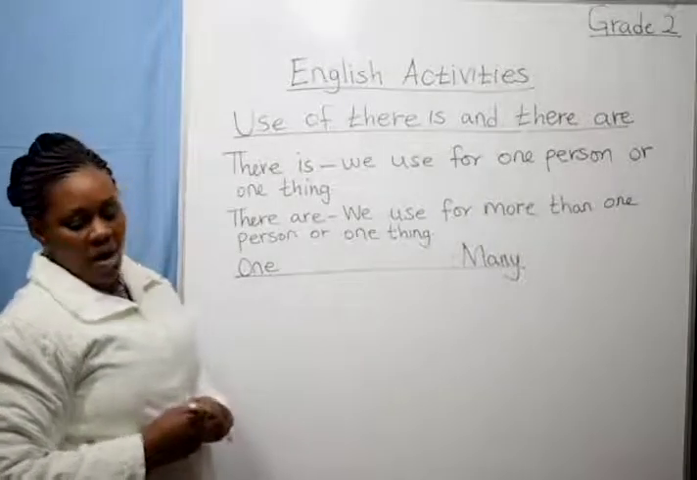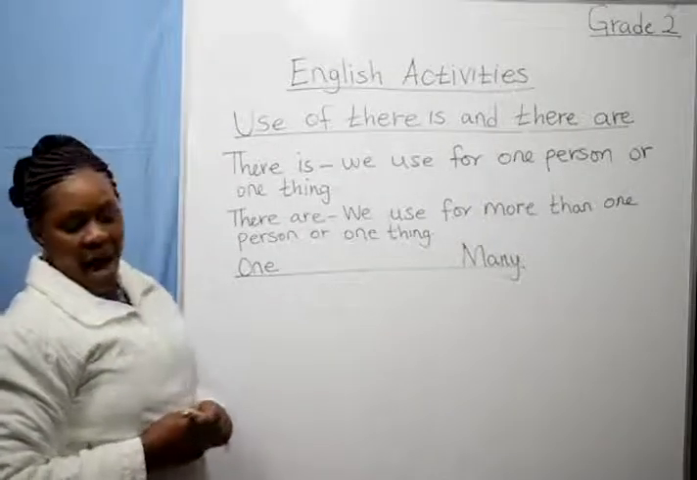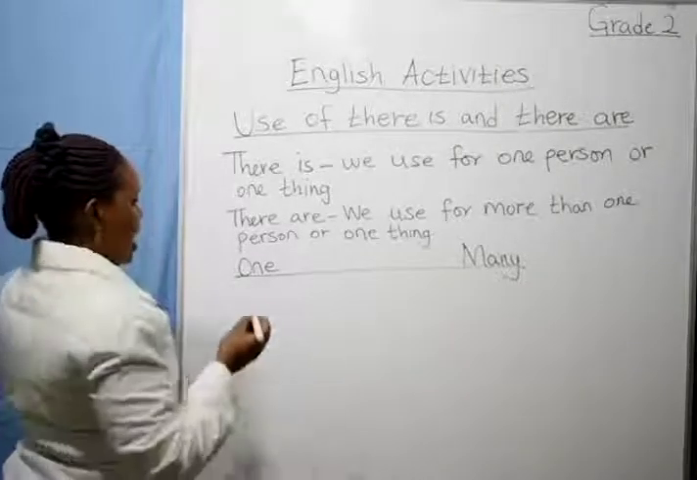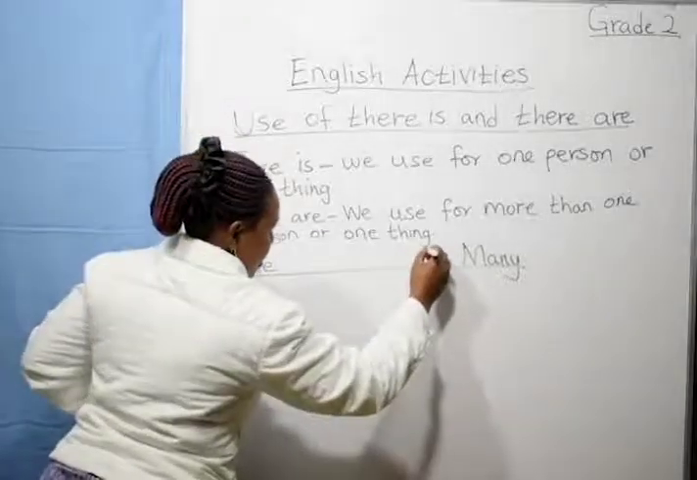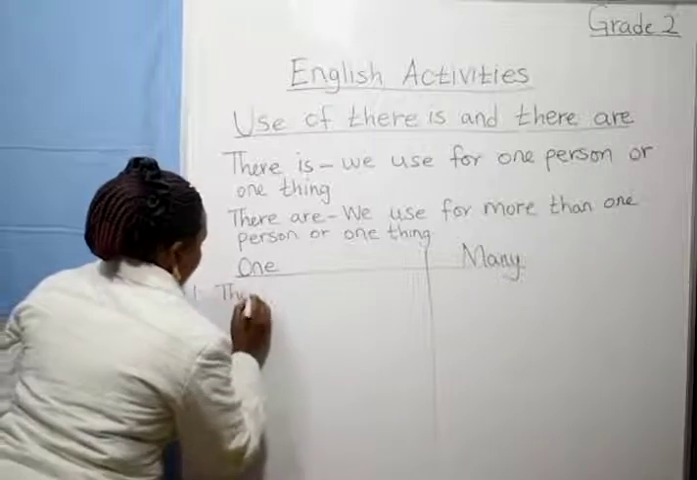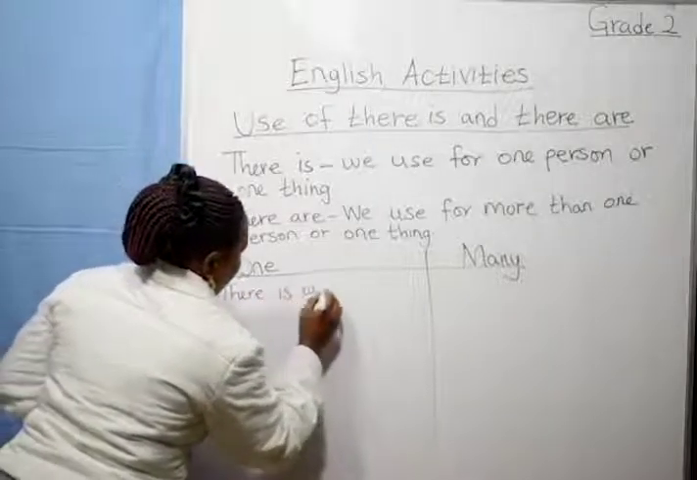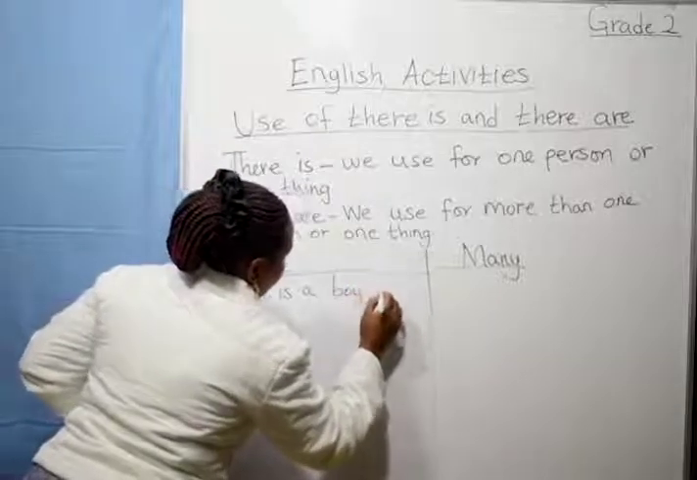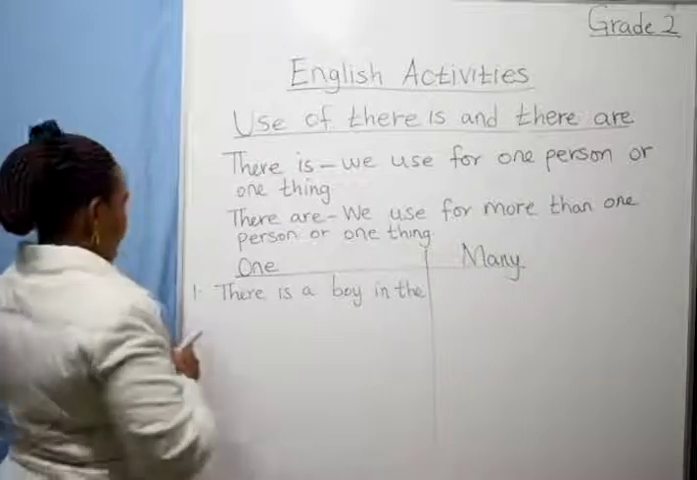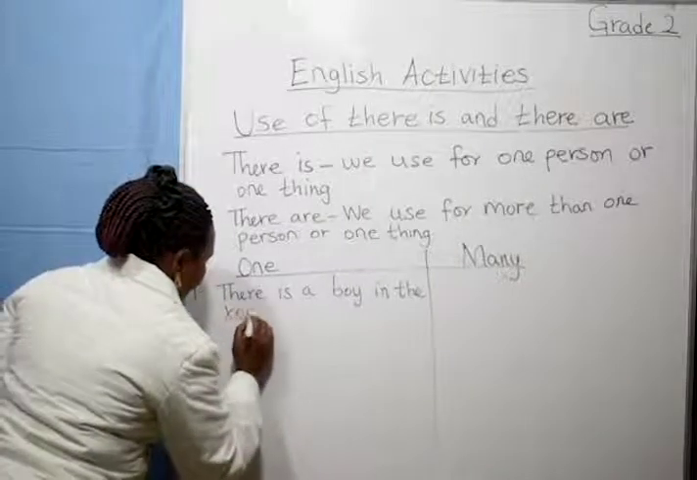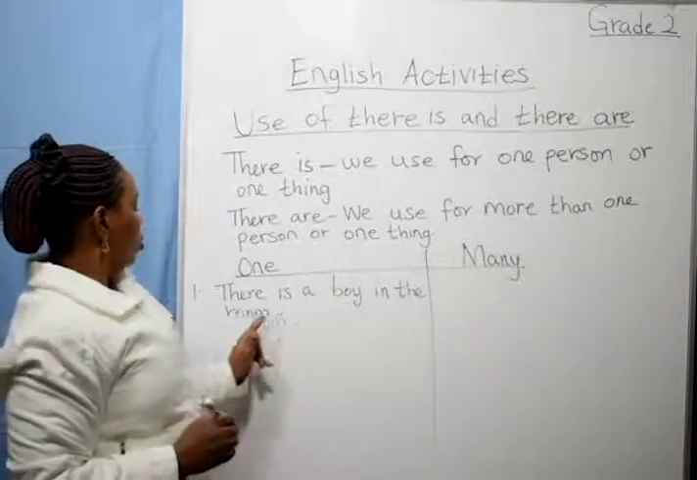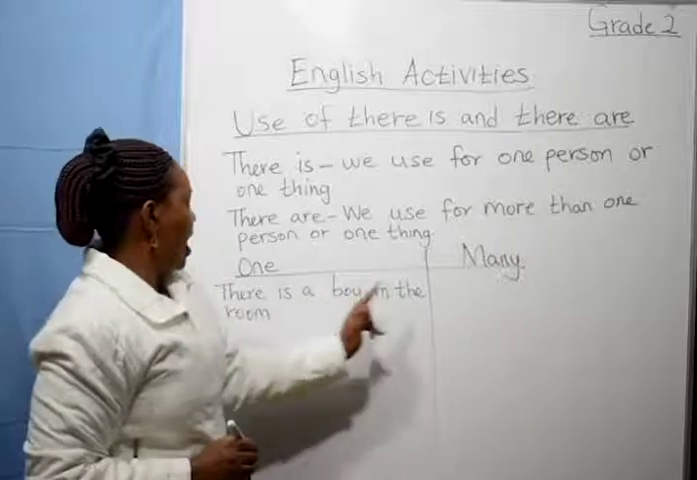For example, we have a sentence like, there is a boy in the room. We have one and many. We are talking about one boy here. That's why we are using there is a boy in the room.